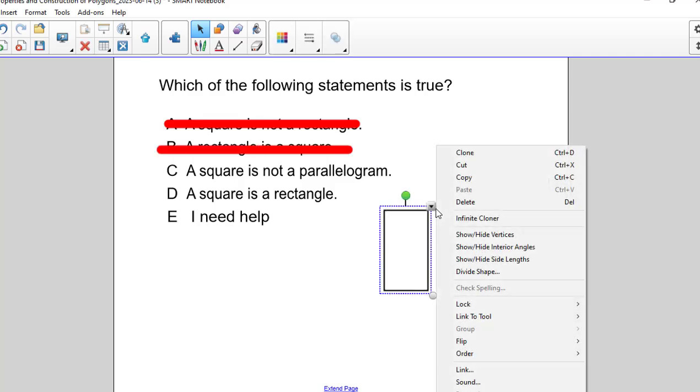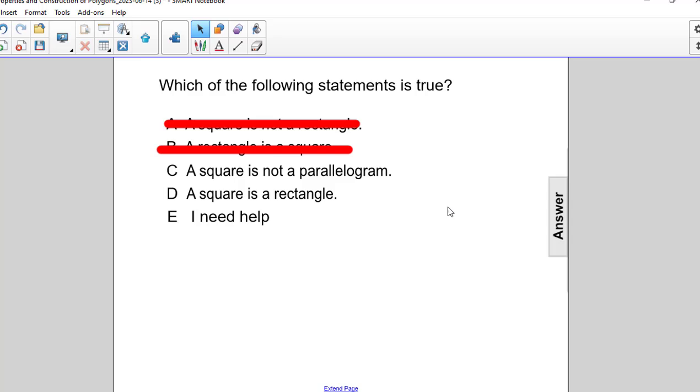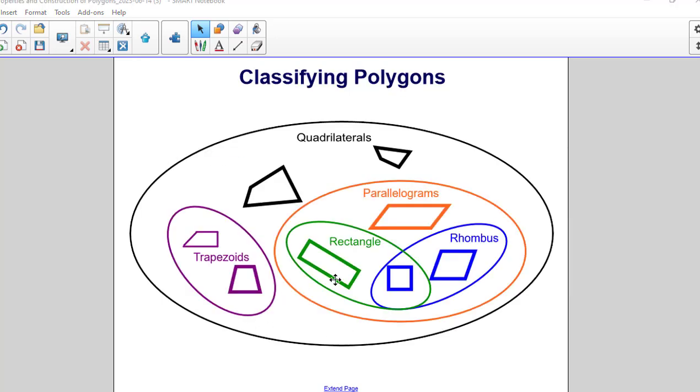Statement C says a square is not a parallelogram. Let's go back to that diagram we used for question A and see if that is true or false. And looking at this diagram, we see that in the subset of parallelograms, a square is included. So to say a square is not a parallelogram is false. I'm going to cross that statement off as well.